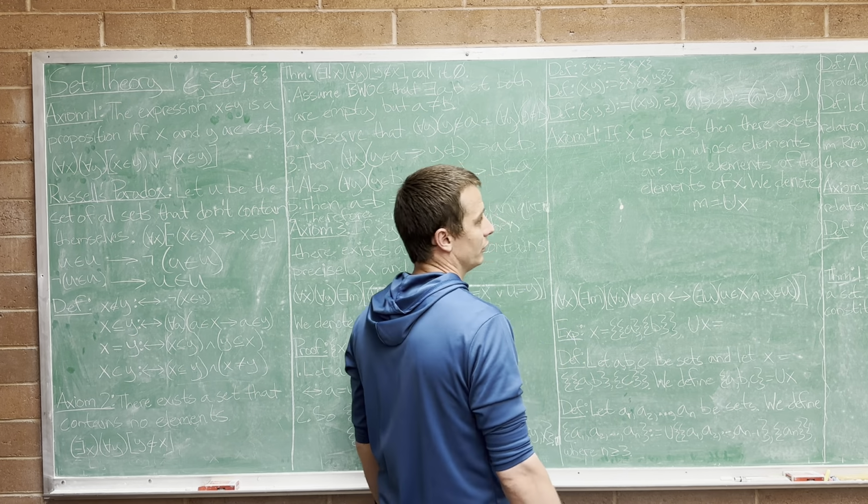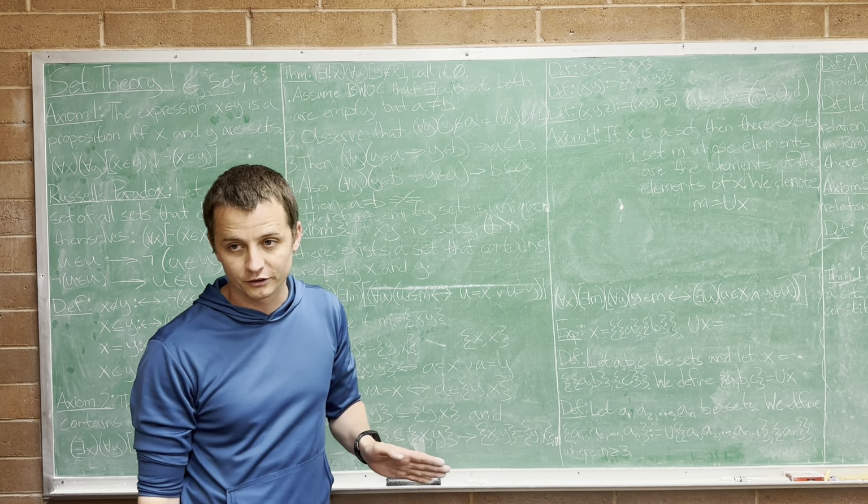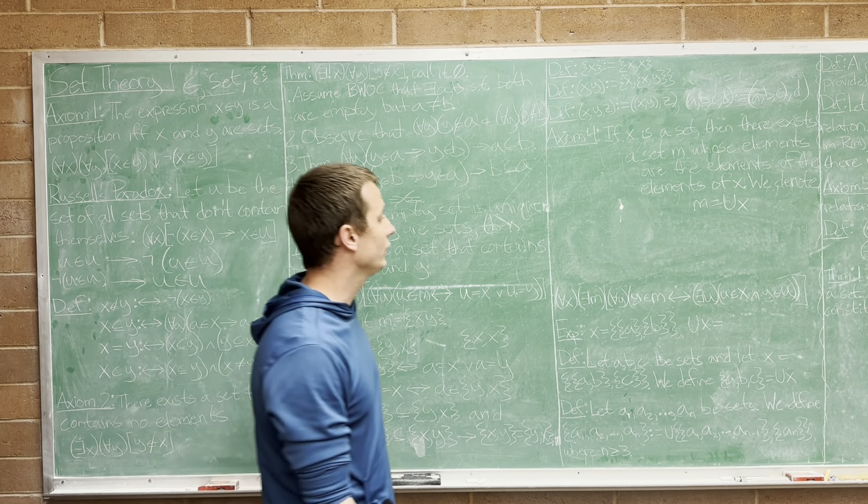All right, let's move on to our next axiom, the axiom of union. Let's do a feel-good example first before we go through this axiom, because you're used to seeing union written out this way. You're used to the union of the set 1, 2 with the set 3, 4.